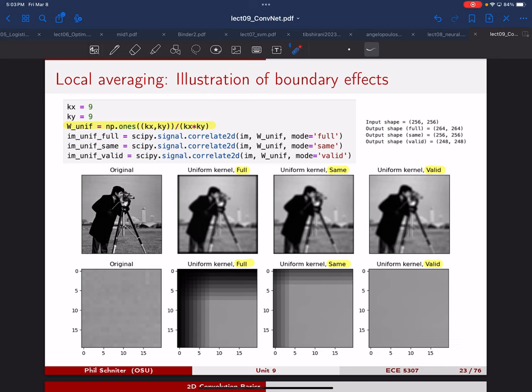Okay, but mainly this slide is just showing the different amounts of how zero padding and the different kernel modes affect the image. Any questions? Okay.